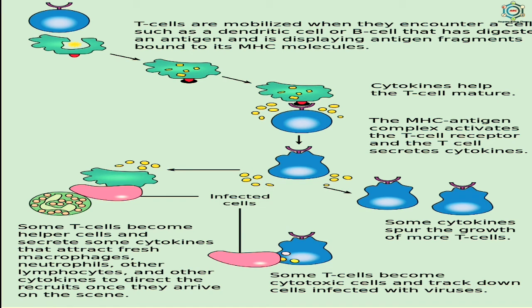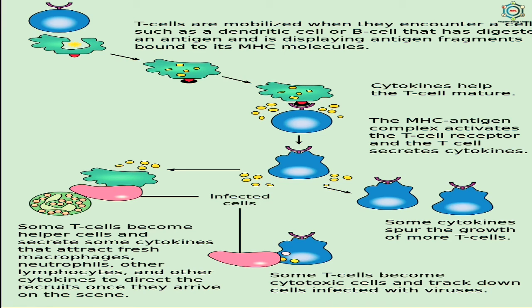T cells are mobilized when they encounter a cell, such as a dendritic cell or B cell, that has digested an antigen and displays antigen fragments bound to its MHC molecule. Cytokines help the T cell mature. The MHC-antigen complex activates the T cell receptor and the T cell secretes cytokines.